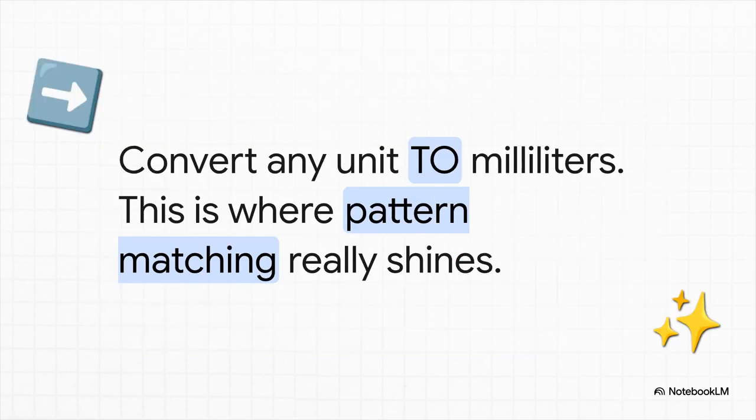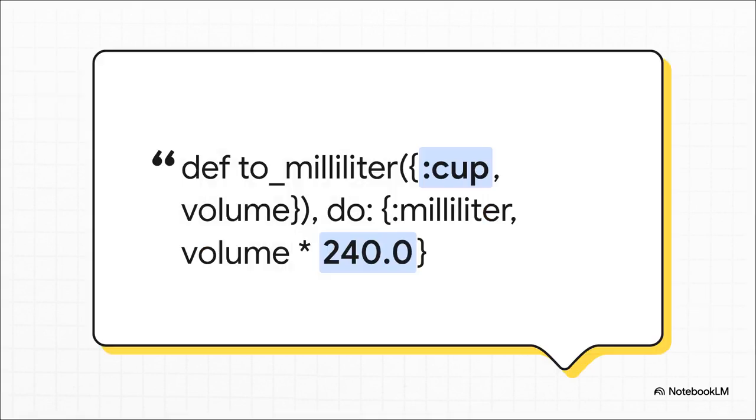All right, next up, we need a function that can take any of our starting units, cups, teaspoons, whatever, and turn it into our standard unit, milliliters. Now, this is where pattern matching really starts to show off. Okay, so here's the magic. Instead of writing one giant function with a bunch of conditions, we write multiple small functions, all with the same name. Elixir uses pattern matching to figure out which one to run.